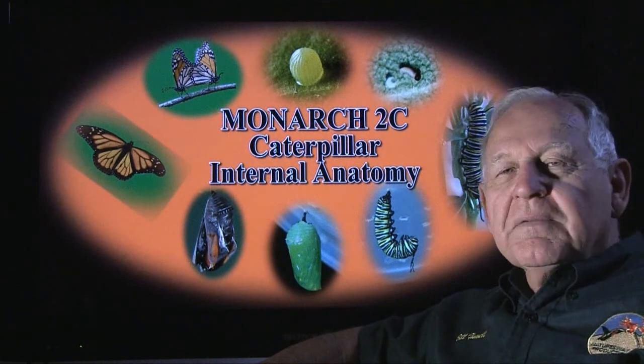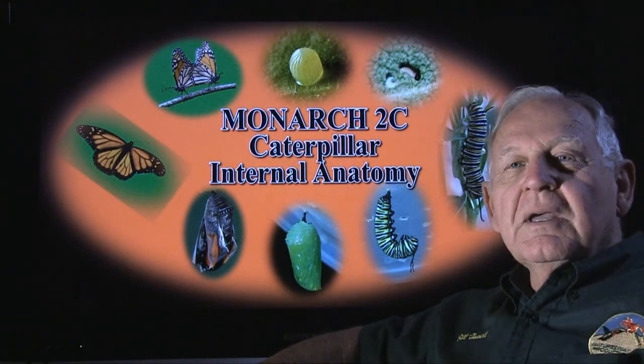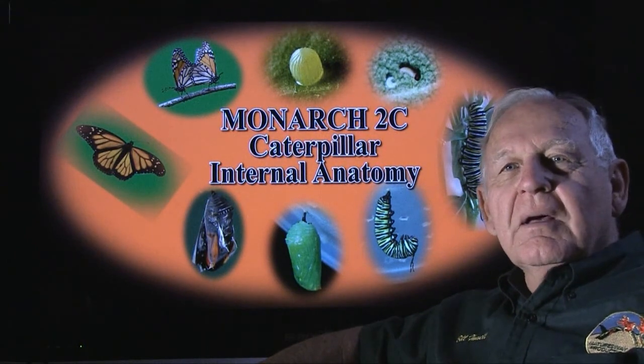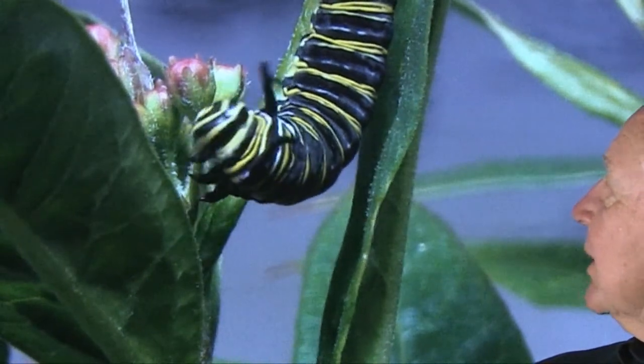In our Monarch butterfly series, this is our fourth video. This is the internal anatomy of the caterpillar. This is a Monarch caterpillar munching out.